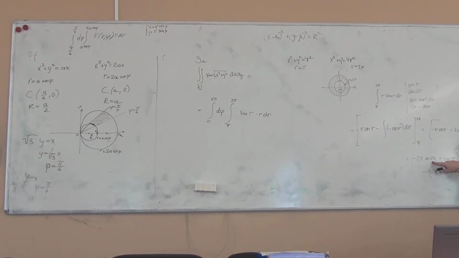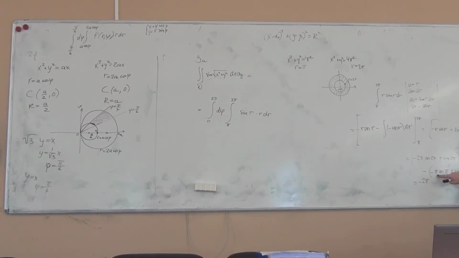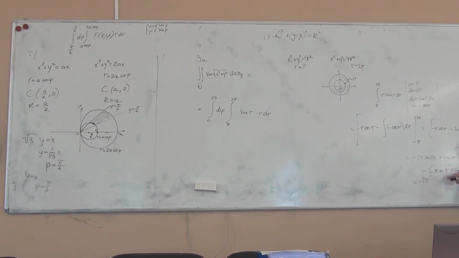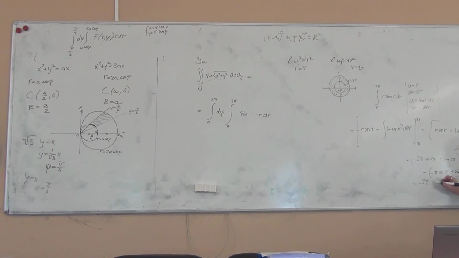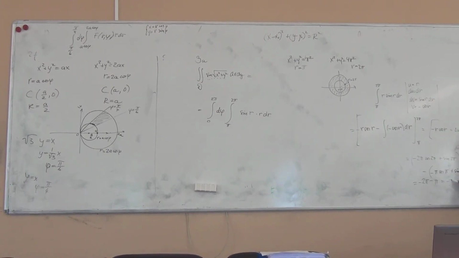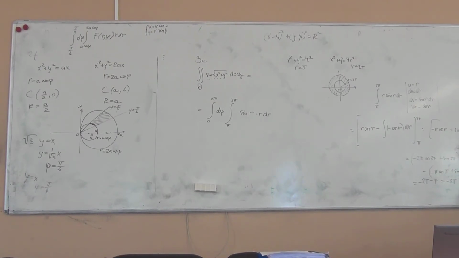Now the next, cosine of 2 pi. Cosine of 2 pi is 1. So now we have minus 2 pi. And cosine of pi is minus 1. So if I multiply pi by minus 1, I get minus pi. So it's minus 2 pi minus pi, it's minus 3 pi. Not so bad.